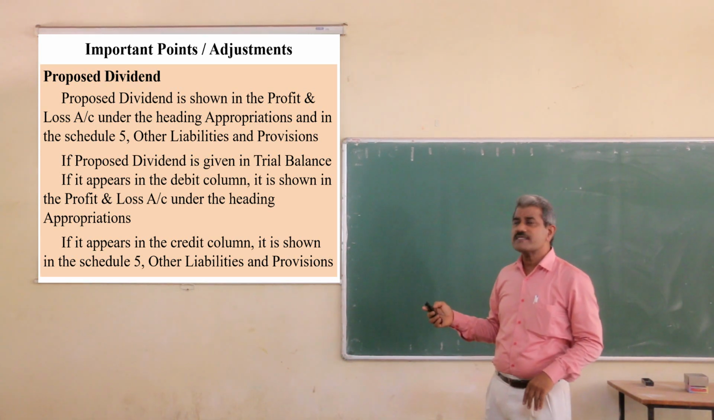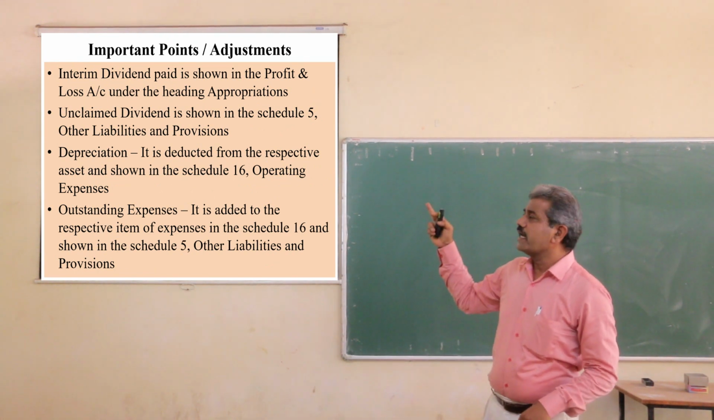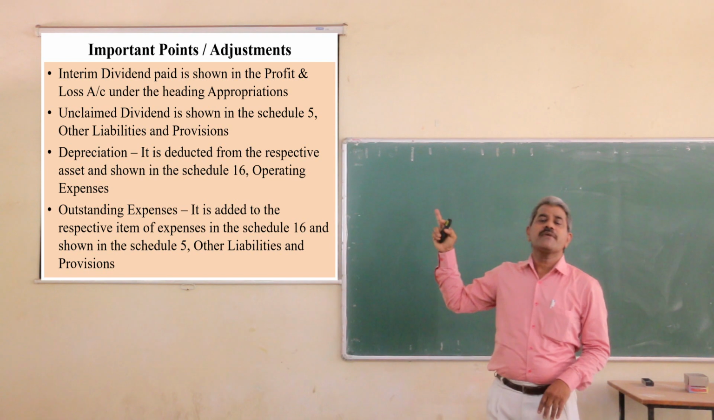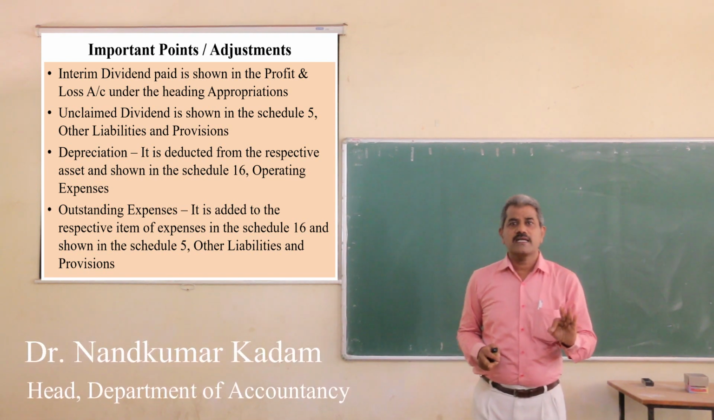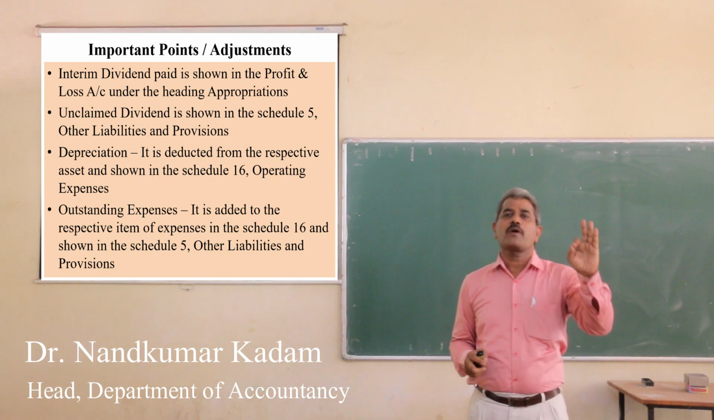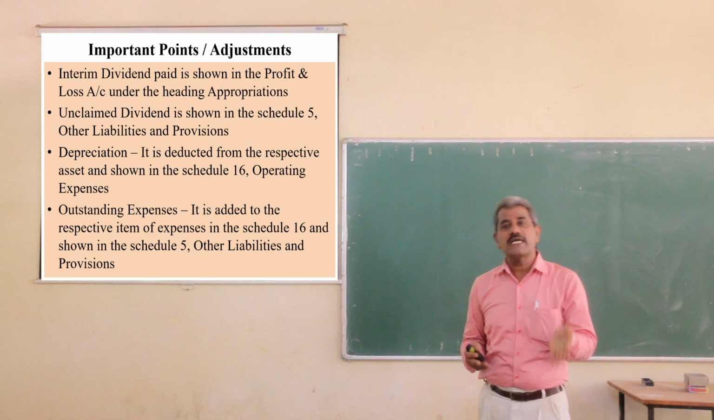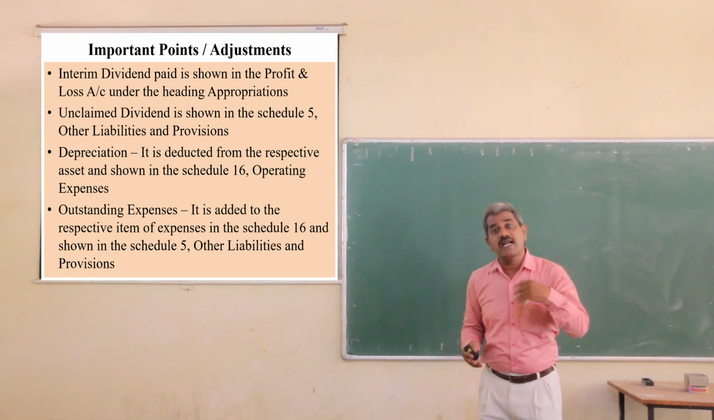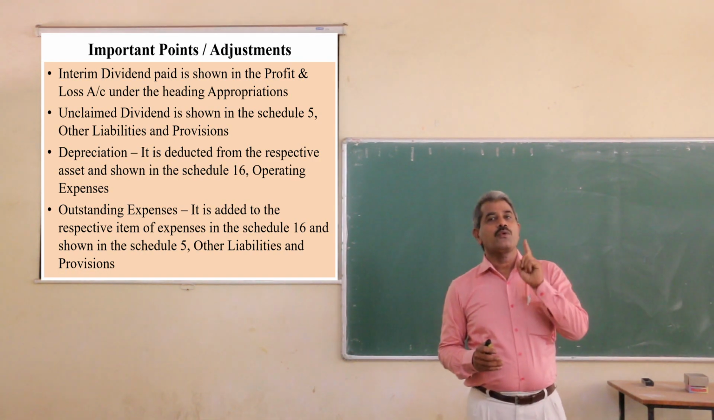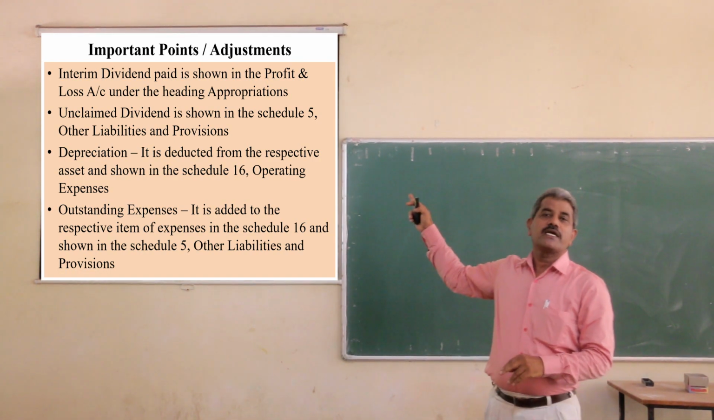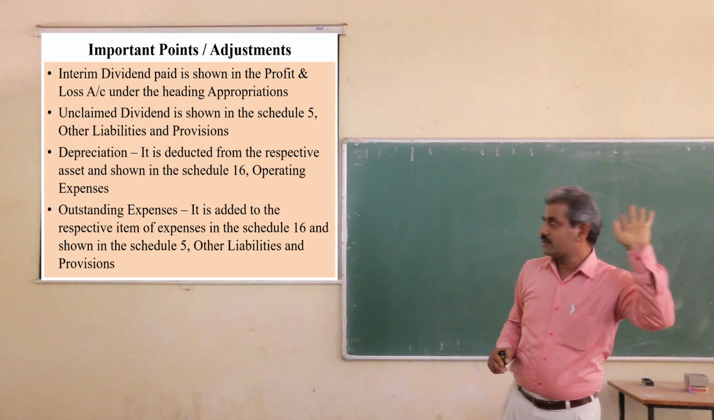Very simple. Then some items you may know, that is interim dividend. Interim dividend is shown under the heading appropriations in the profit and loss account. Generally this item appears in the trial balance because it is interim dividend, so it may be paid out already. So generally we have to give only one effect, that is it should be shown under the heading appropriations in the profit and loss account.